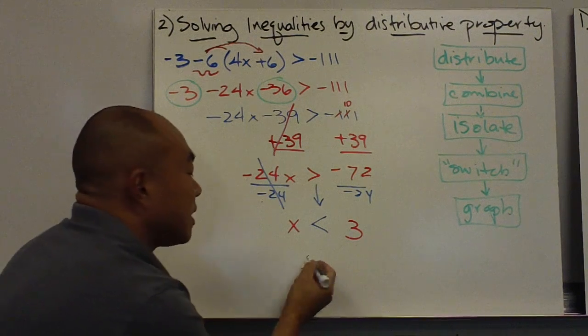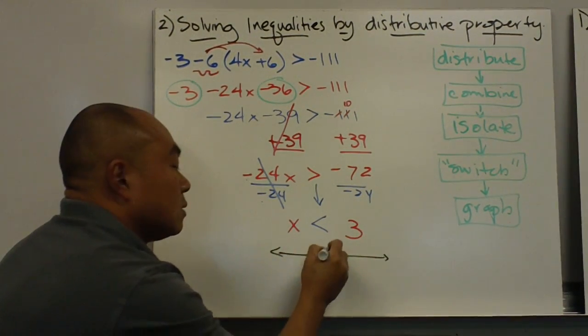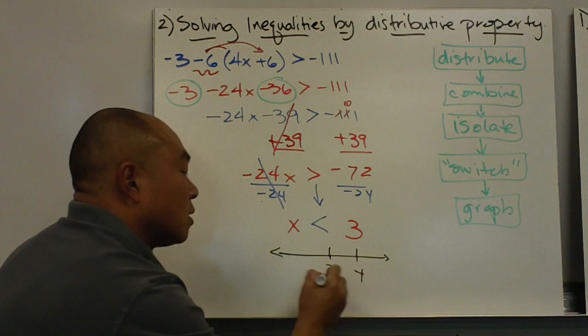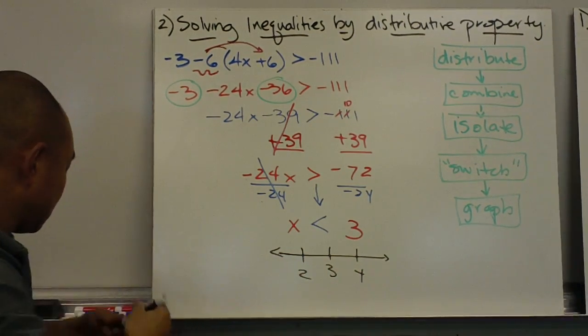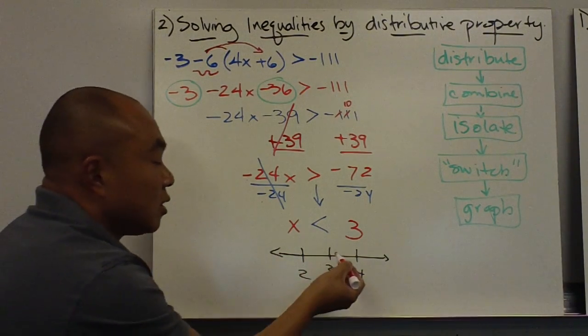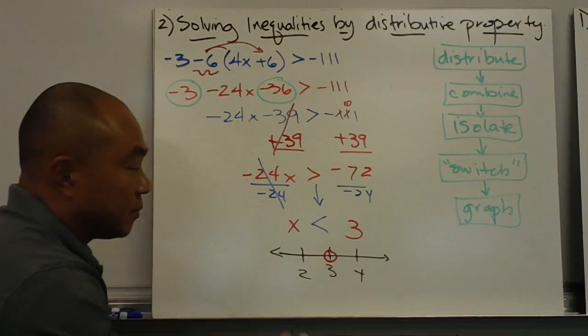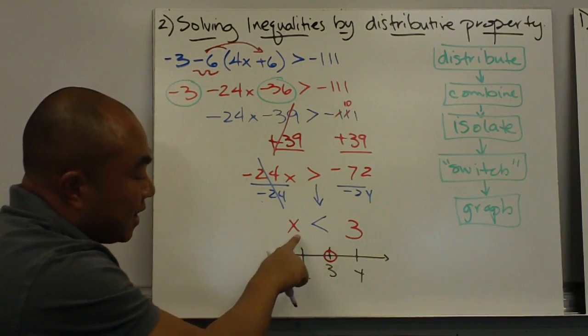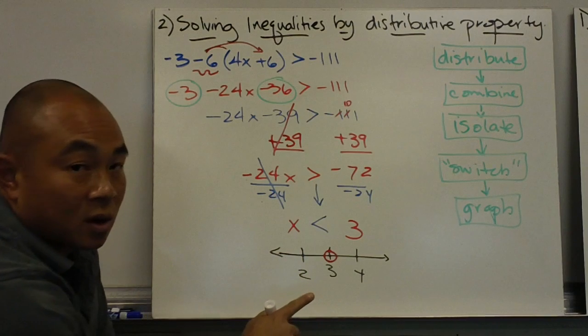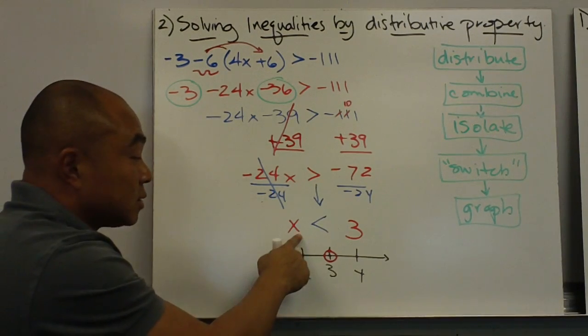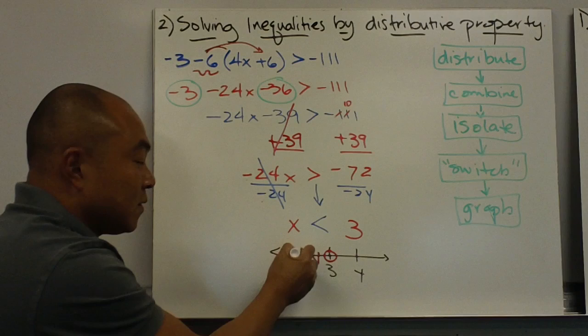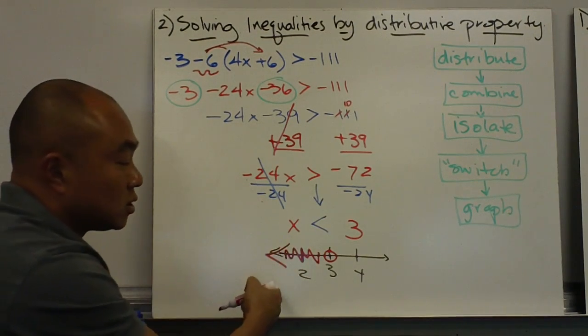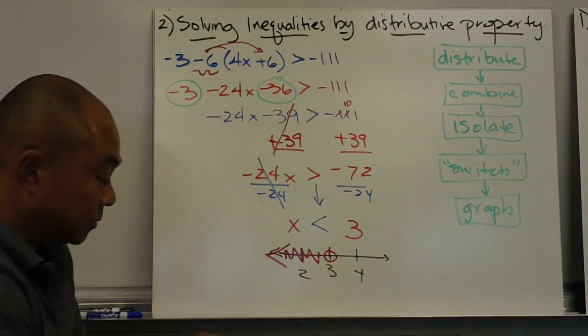Last step, I'm just going to graph this out. So I'm going to have 3, 4, 2. I'm just going to go ahead and put an open circle here on 3 because that's just a less than symbol. X is less than 3, so I just got to figure out what numbers are less than 3. So since 2 is less than 3, then I know everything past here is going to be able to fit in this particular expression.